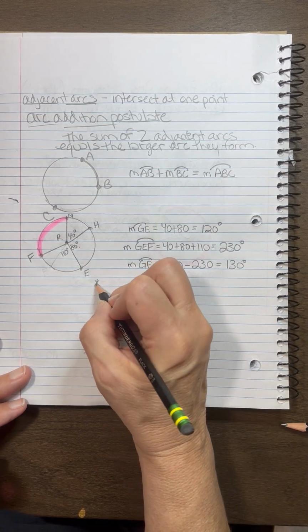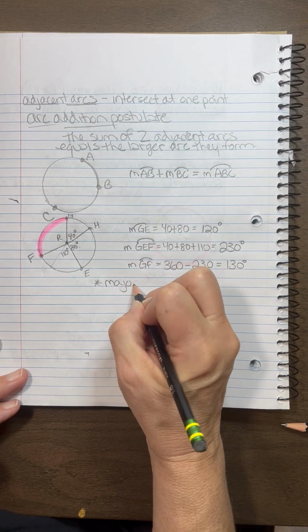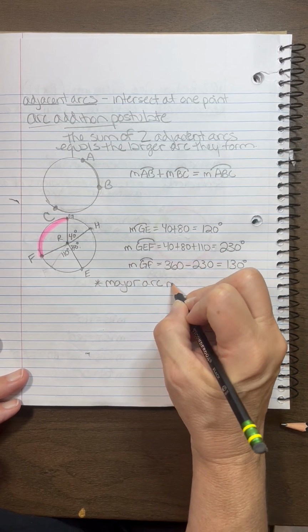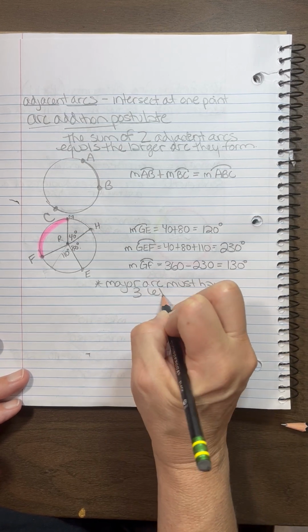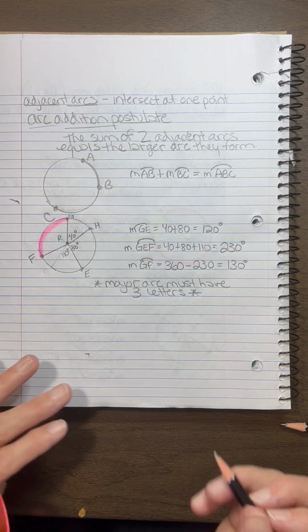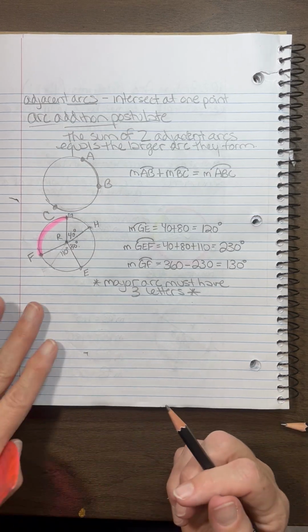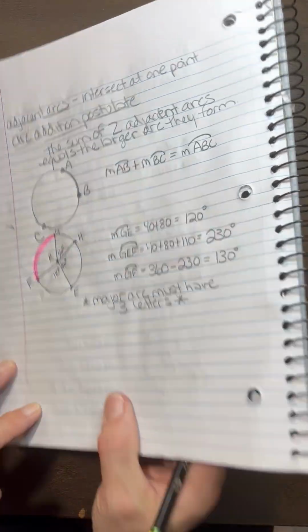Okay, just real quick. Major arc must have 3 letters. Please don't forget that. I think I'm going to go to the next page so I have more room. Okay.